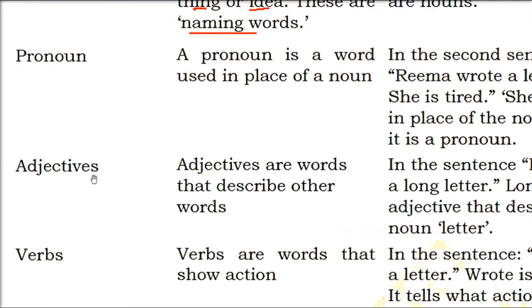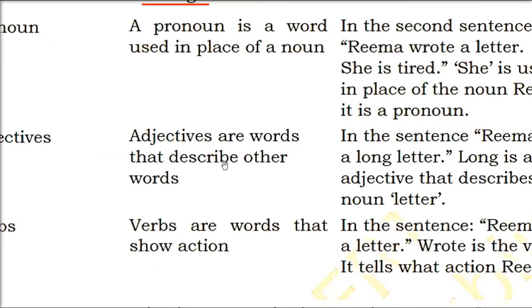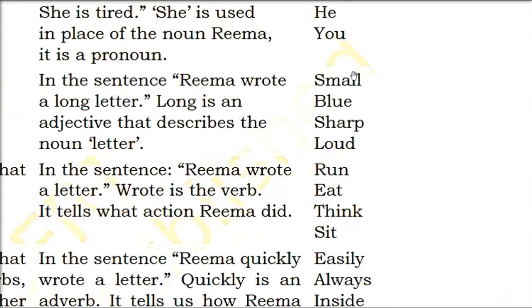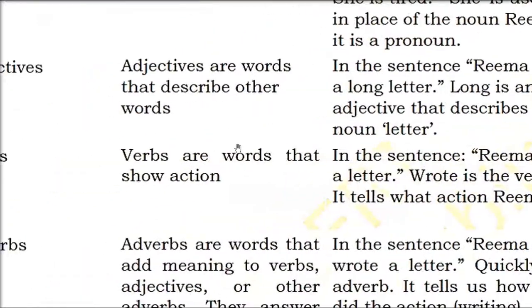Adjectives, as I said, describe other words. For example, Rima wrote a letter. But if you say a long letter, then "long" is adding information to the letter. What kind of letter did she write? "Long" is an adjective that is describing the letter. Small, blue, sharp, loud, these are words describing a noun or a pronoun.